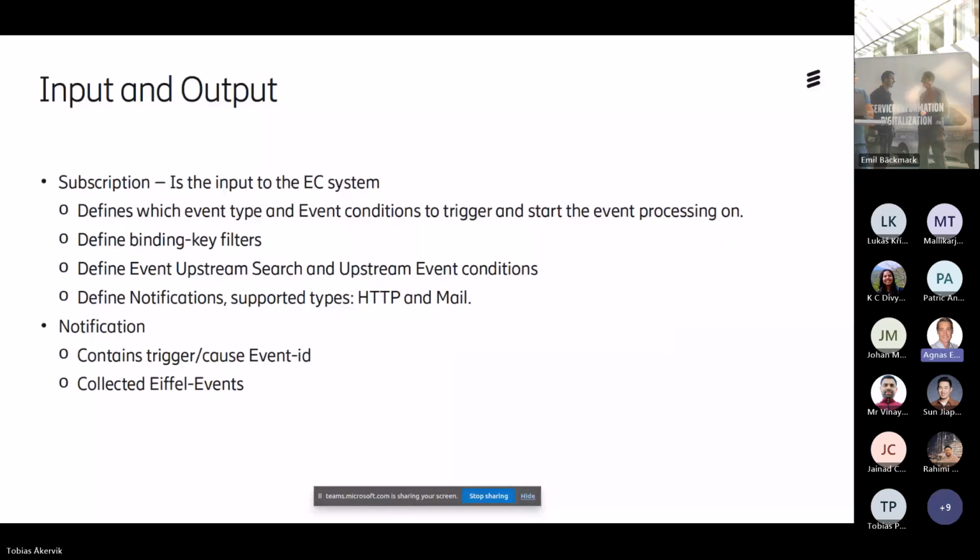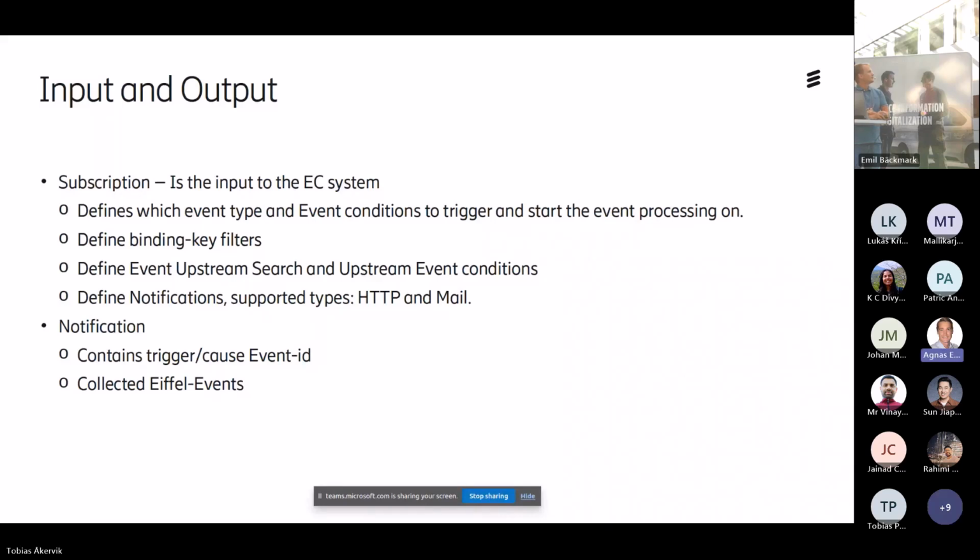Yeah, and for the notification, you can either do a notification POST request, or you can also use mail if you want to have a mail with the events. The notification contains a trigger cause event ID and the collected Eiffel events. We are currently looking to add more things into this information, so it will also contain a list of which event ID each event condition matched. We use that to know which specific event each condition matched.